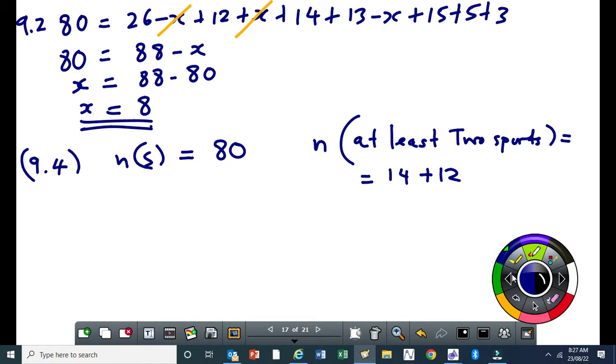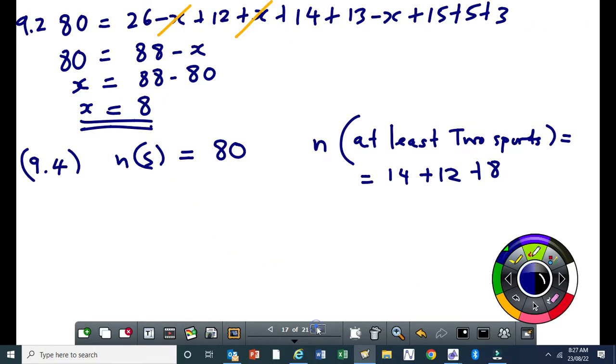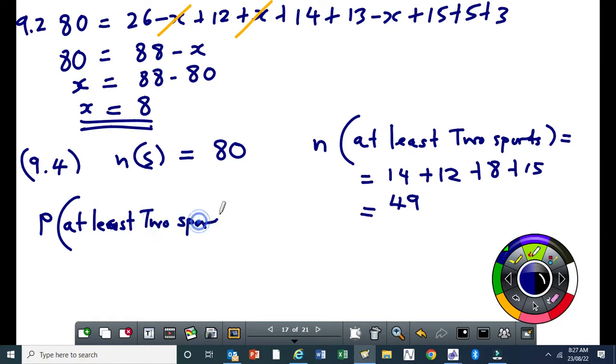Okay, so it's a mistake. Not 5. 14 plus 12 plus 8 plus 15. You add this, it will give me 20. That will be 35 plus 14, which gives 49. So here, the probability of doing at least 2 sports will be equal to 49 divided by 80.